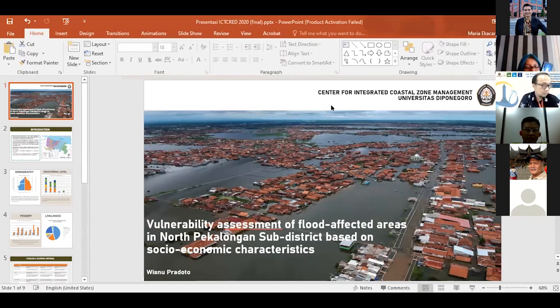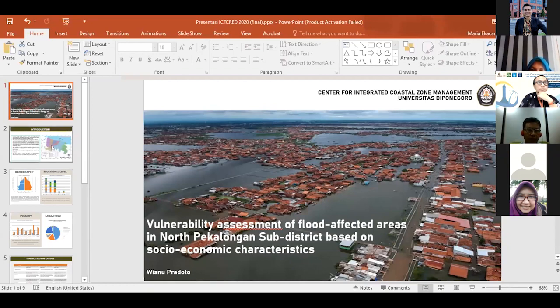Okay, hi everybody. I would like to share the findings of my research in Pekalongan city. It is about the vulnerability assessment of flood-affected areas in the North Pekalongan sub-district, but only based on socioeconomic characteristics. I am focusing on the socioeconomic characteristics because in terms of physical conditions, I think the vulnerable areas in the coastal region of Pekalongan city are similar. So I want to examine to what extent the socioeconomic characteristics influence the level of vulnerability of the community.